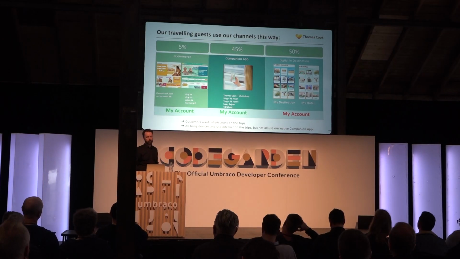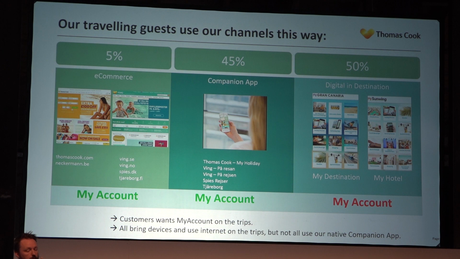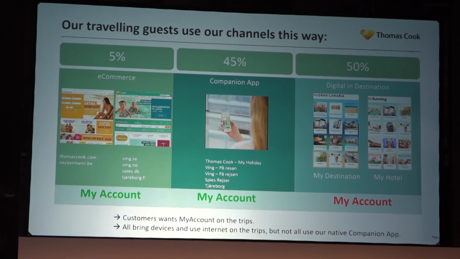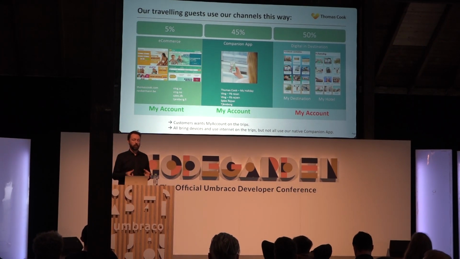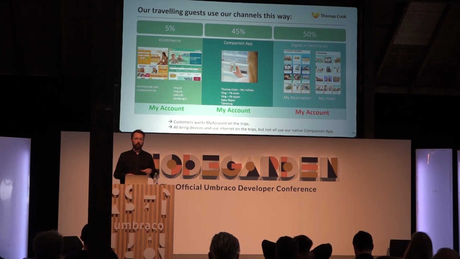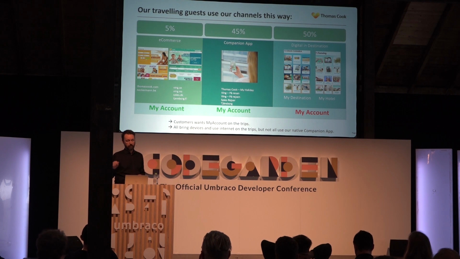We have looked into this, and we have found that these are the digital channels that our customers use today. So 5% of the customers, when they are in the resort or in the destination while traveling, are using the website where they book the trip. So it's actually like the Ving, Spies or Tjæreborg site, 5% of them. 45% of the customers are using our companion app that is available for Android and iOS. And that's a really good channel as well, because if they have installed the app, they can use it for checking in, and I will talk about and show that a little bit later.